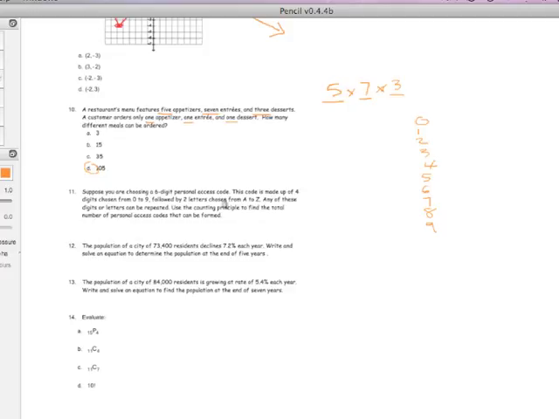Well, no one ever messes that up. From A to Z in our alphabet, the English alphabet, there's 26 letters, so that should be easy. So there's 10 digits, and A to Z, there's 26 of those guys. Any of these digits or letters can be repeated. Use the counting principle. The counting principle is what we used in 10 to find the total number of personal access codes that can be formed.